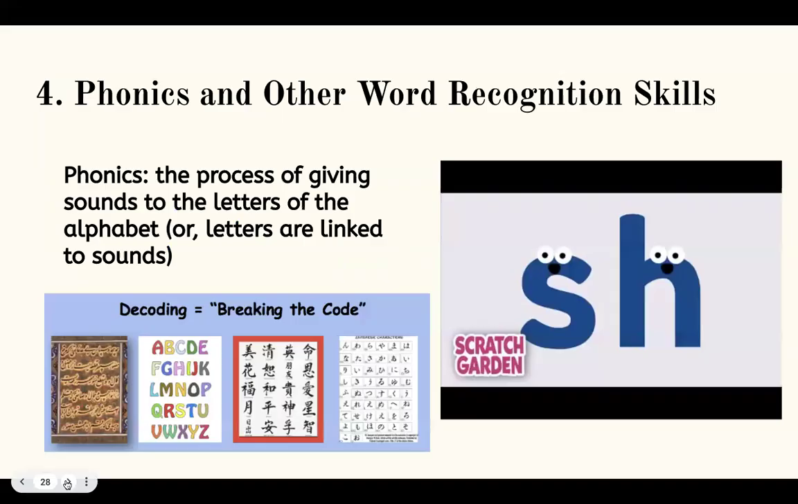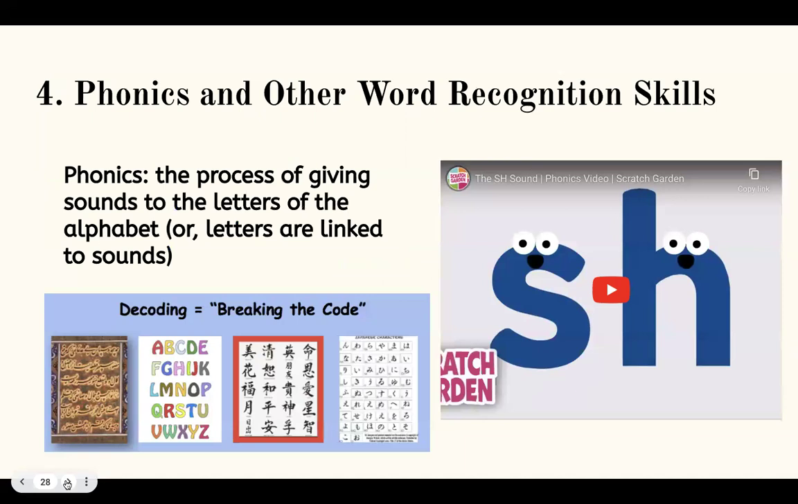Another important element of literacy success is phonics and other word recognition skills. And phonics is really the process of giving sounds to the letters of the alphabet and sharing with students the rules around these codes. What are the rules associated with written text and how it's read, and the meaning connected to it, to share knowledge with other audiences. And the process of teaching reading is helping students have an awareness of that code and to break it and to follow it themselves.